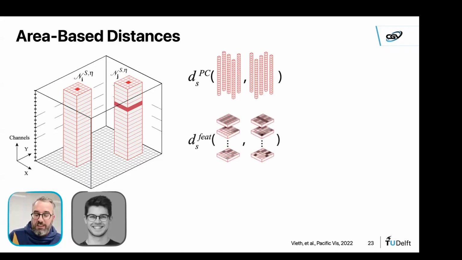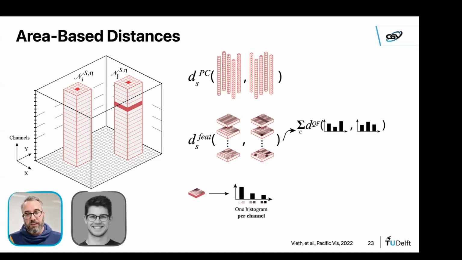Now, the other idea is we can also extract features from these, any kind of image features, and then do similarity calculation based on these. So here we would just calculate a histogram for each channel and then calculate all of the histograms between two channels and then sum up the distances between all of the channels between two pixels.